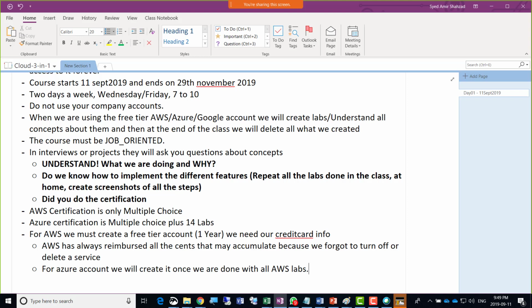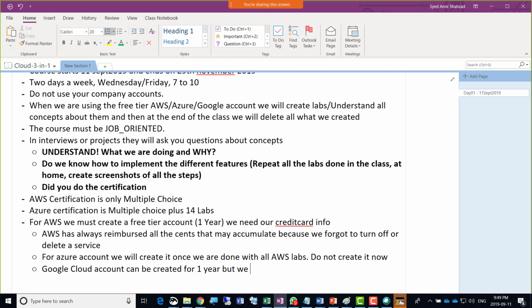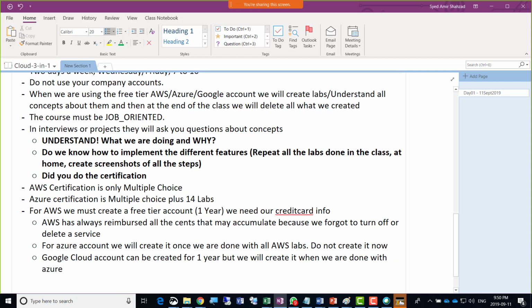So do not create it now. So Azure and Google account, Google Cloud account can be created for 1 year, but we will create it when we are done with Azure, right? And Google is also generous like AWS. They also just reimburse everything, although we're not gonna reach the reimburse.